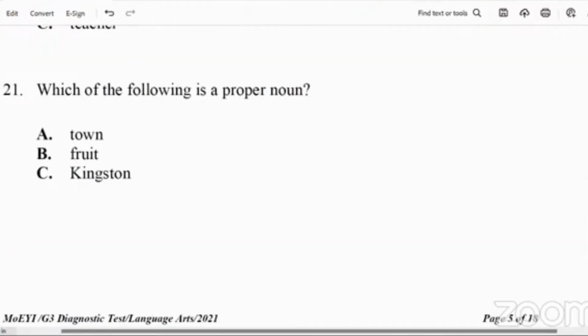Which of the following is a proper noun? Is it town, fruit, or Kingston? What are proper nouns? Proper nouns are special names given to nouns, of course. They begin with capital letters. So the three options are all nouns. Well, Kingston is a proper name given to a place. It's a special name given to a place, and so it's spelled with a capital letter. So our answer is C.